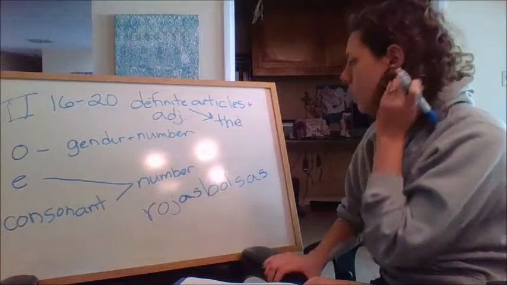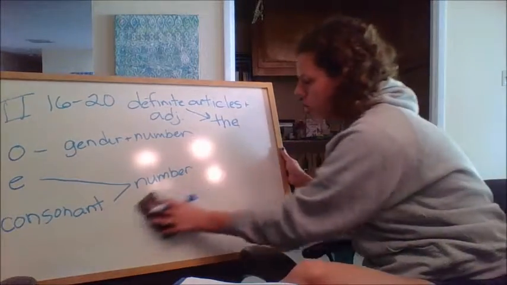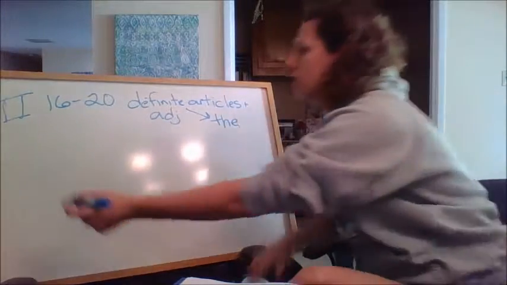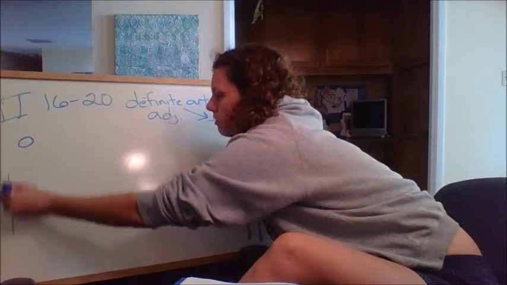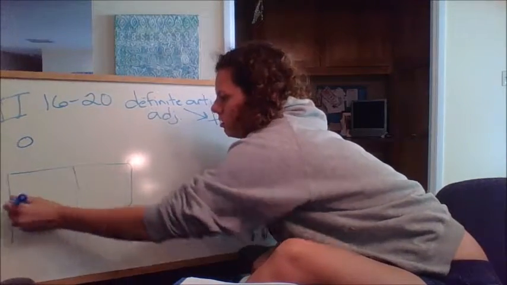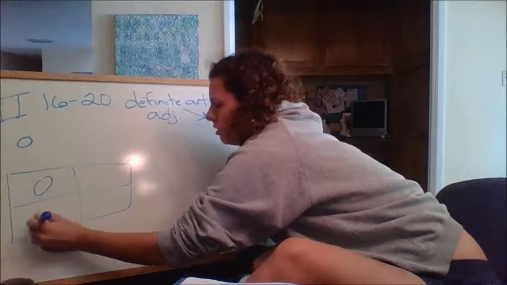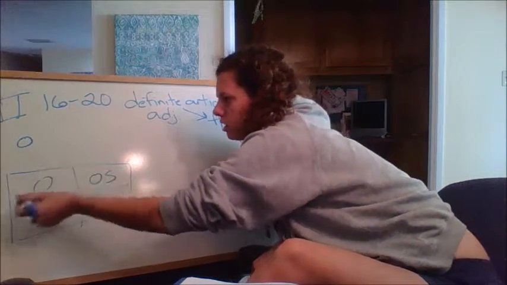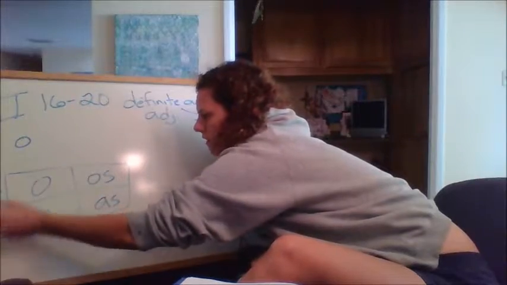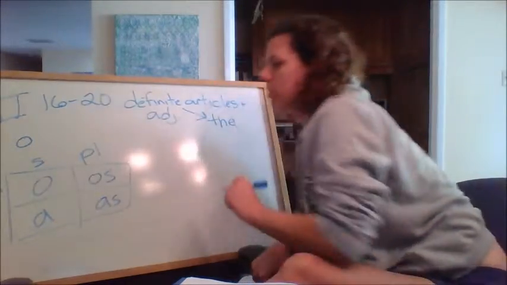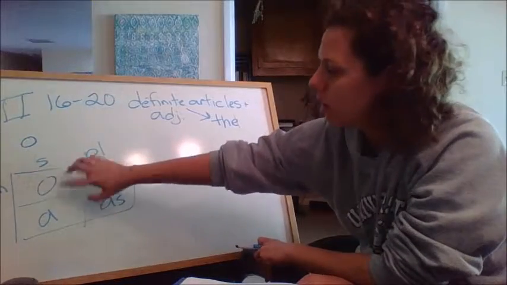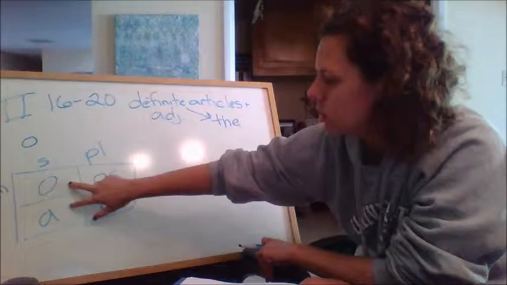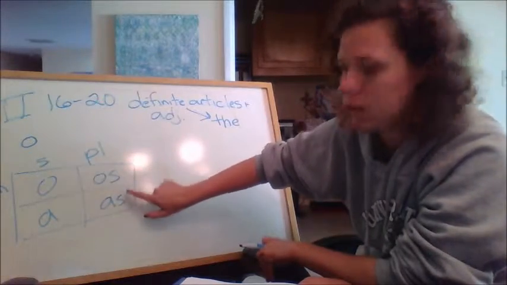So a quick little chart. Adjectives that end in an O have O, os, and as. This is masculine, feminine, singular, and plural. So if my noun is singular, masculine, or feminine, or if it's plural, I've got my masculine and feminine.